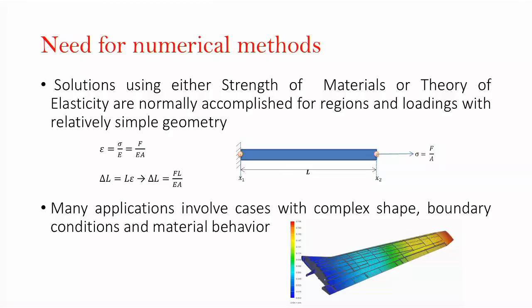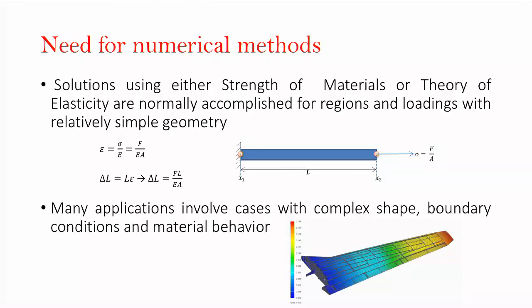So this is a finite element analysis of an aircraft's wing. This is basically showing the maximum deflection and the deflection contour all over the wing. We can just consider it as a cantilever beam, but the thing is, the geometry is more complex than a simple beam.